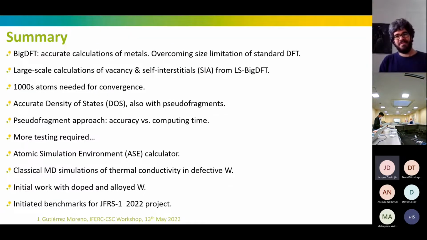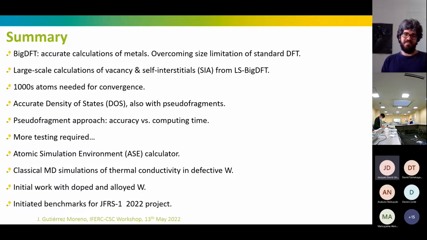So just to summarize what we have done so far, we have shown that big DFT can be used to calculate metals accurately, overcoming the size limitation of standard DFT. You have to take into account that most of these calculations so far have been done with a few hundred atoms, and we have gone one order of magnitude beyond that. We have done, for the first time, large-scale calculations of vacancies and self-interstitials in tungsten with linear scaling big DFT.